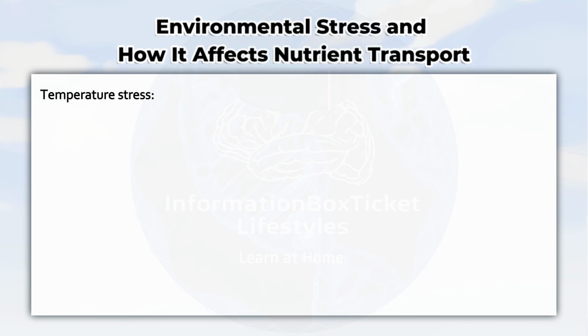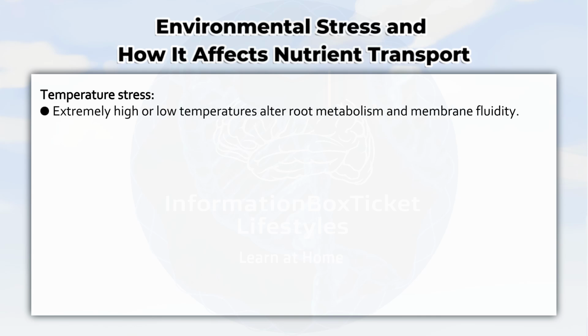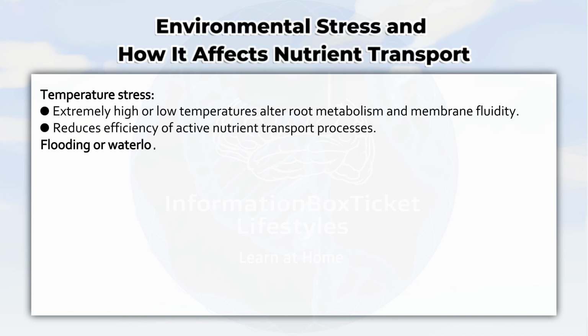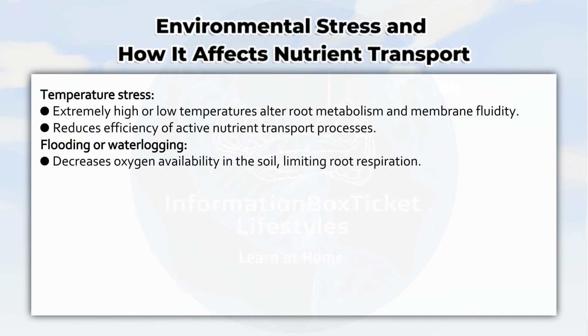Temperature stress, extremely high or low temperatures, alter root metabolism and membrane fluidity, and reduce the efficiency of active nutrient transport processes. Flooding or waterlogging decreases oxygen availability in the soil, limiting root respiration and restricting the energy supply required for active nutrient uptake.